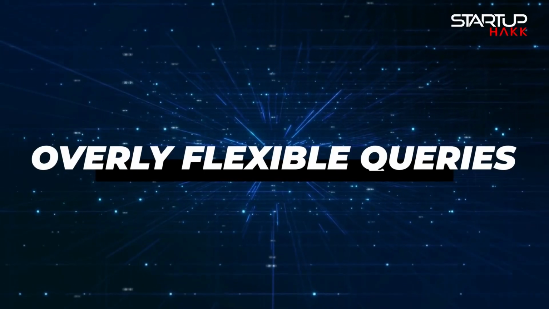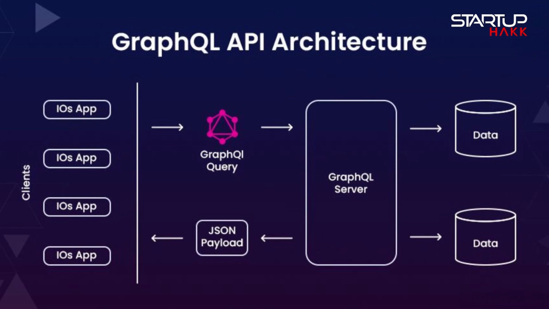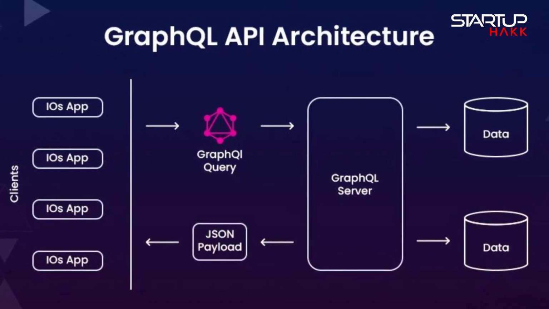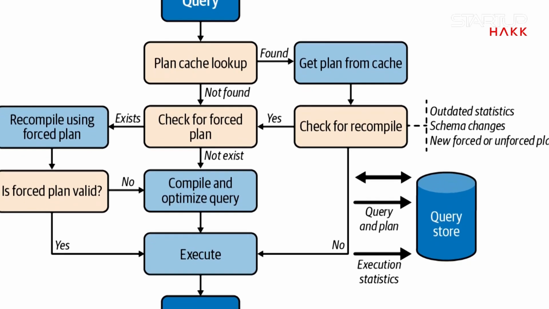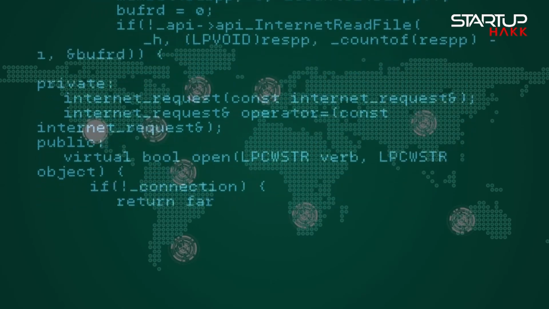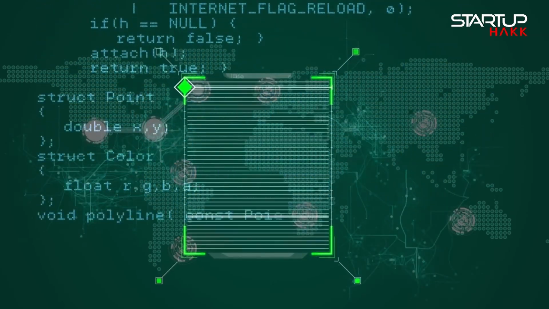Number 4, overly flexible queries. GraphQL's flexibility in allowing clients to query for exactly the data they need can be a double-edged sword. While it empowers clients, it also leads to inefficient queries that put a strain on the server. Developers need to implement strict query validation and monitoring to prevent abuse. This adds another layer of responsibility and potential complexity to the development process.